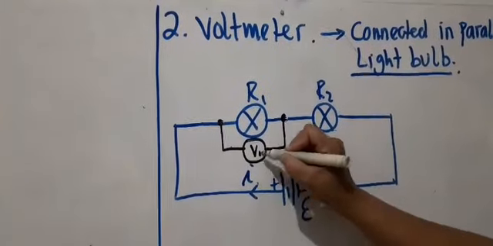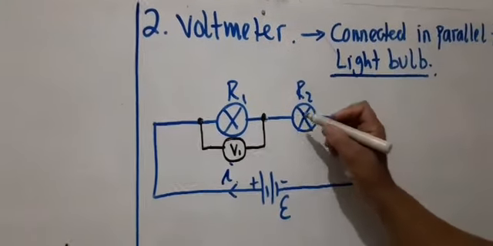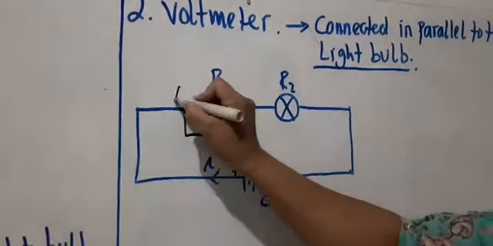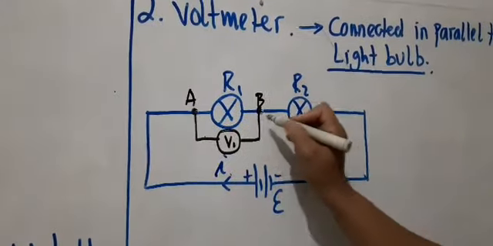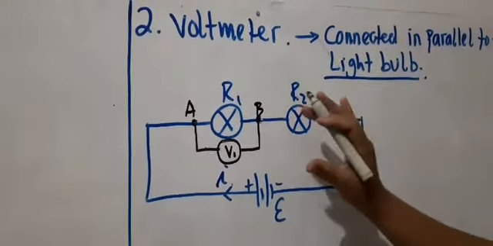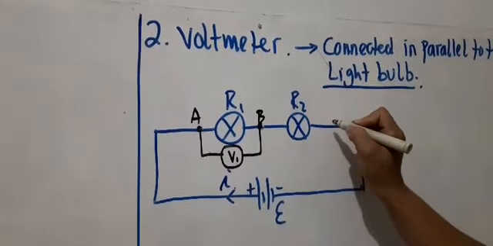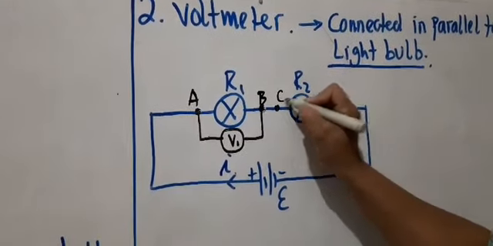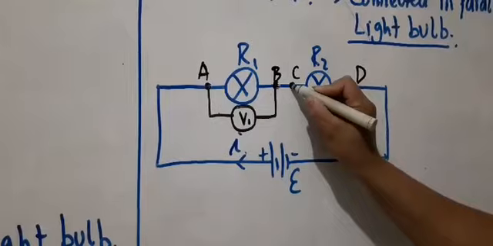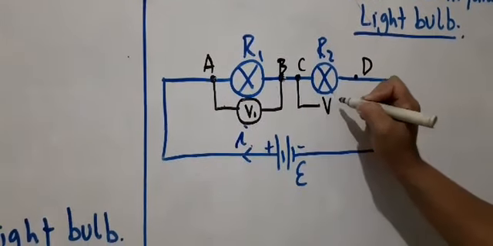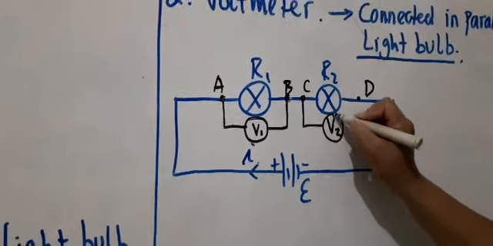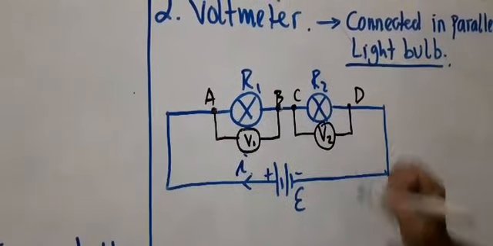Let's say V1. If you want to measure the voltage between point A and point B, you can connect the voltmeter like this picture. If you want to measure the voltage between point C and point D, you can connect the voltmeter this way.